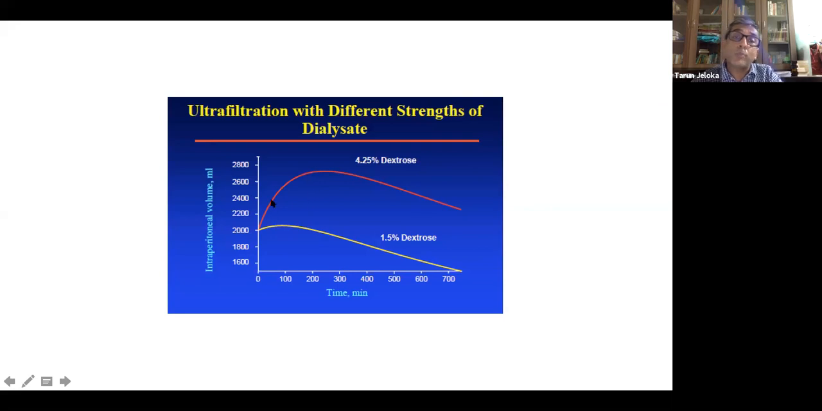However, if you use 4.25%, which is a high concentration bag, the ultrafiltration keeps going up to 4 hours almost. And then slowly, if you keep it for an overnight stay of 8 to 10 hours, the ultrafiltration may come down. So from a peak of say about 600, it may come down to 400, 300 or 200 depending upon the duration of dwell of the high concentration.